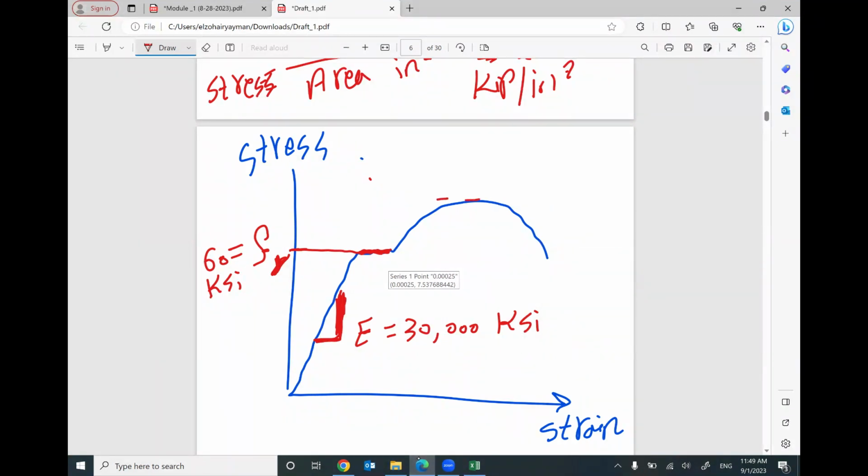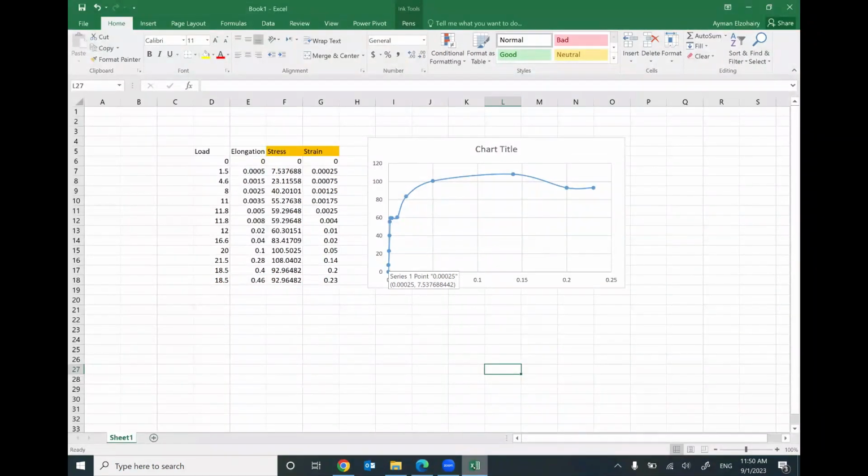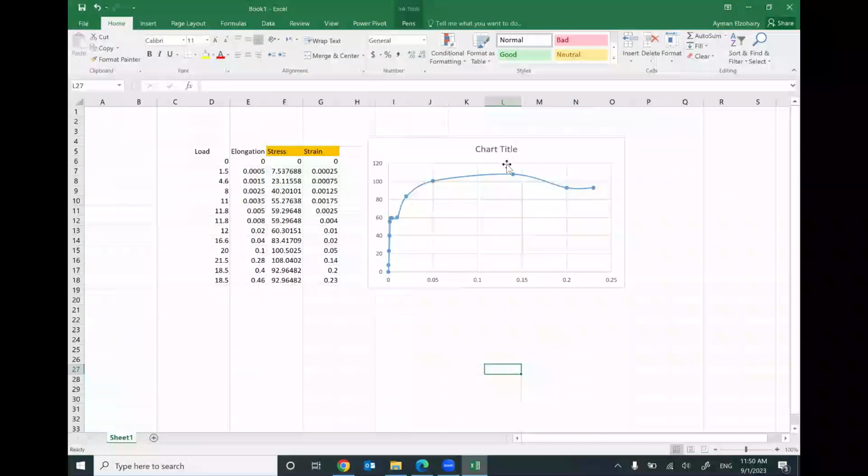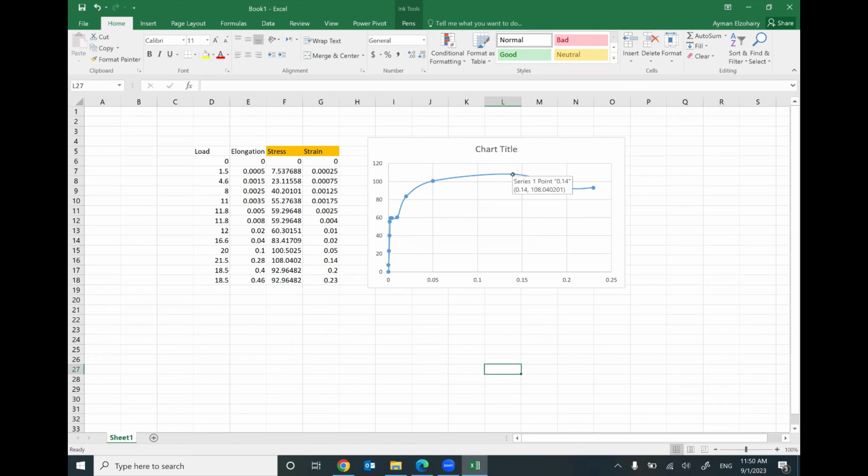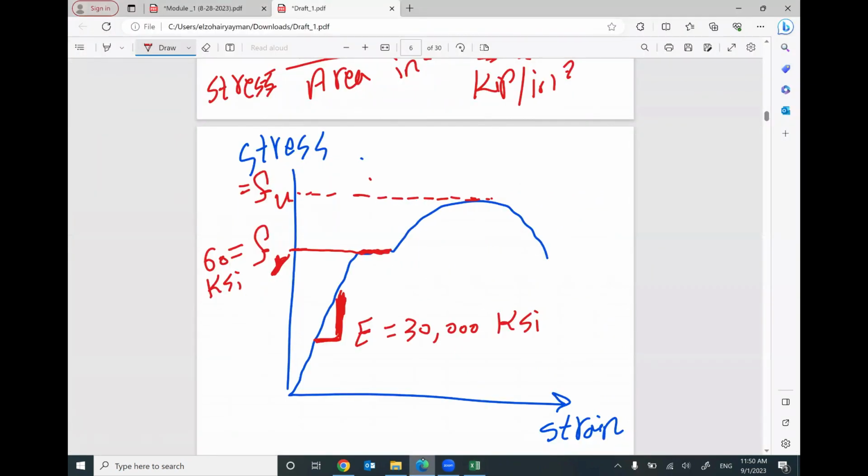If you would like to figure out the highest value of stress that we can reach, this is called F ultimate. This is the ultimate value of stress we can reach. Anybody can tell me what is the ultimate stress here in this curve? I think the highest value, this point. How much at this point? 108. This is the highest stress we can reach, 108 KSI. That makes sense. I think you have one like this in your homework.